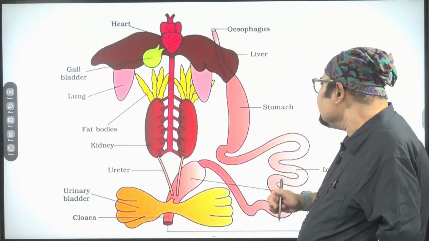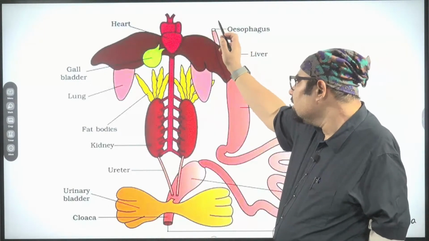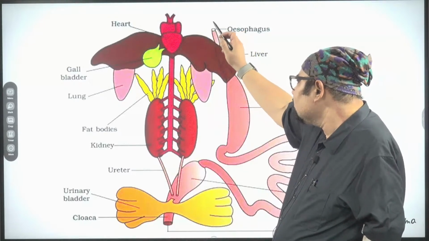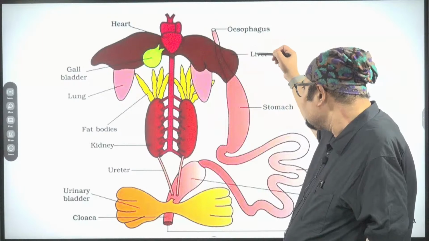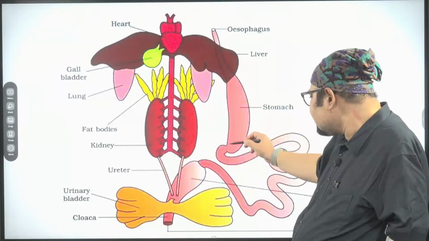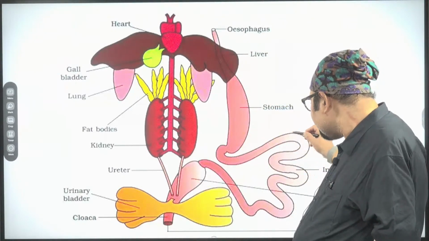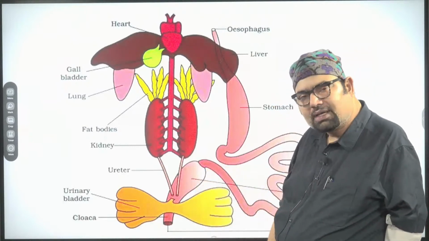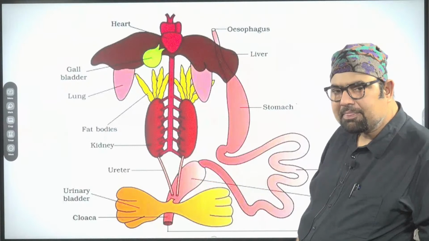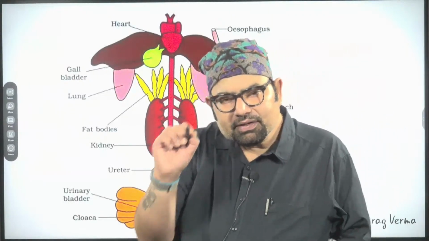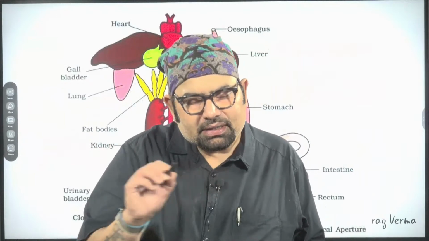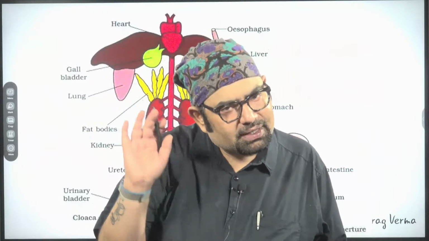Okay, good. So mouth leading to pharynx, pharynx leading to esophagus. After that, there is a stomach, then duodenum, then other part of the intestine, and then the rectum, and then cloaca. Rectum opens into cloaca. In all animals having cloaca, there is no anus. Anus is not there in animals having cloaca. Very good.